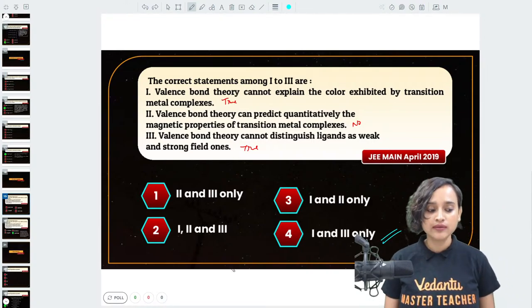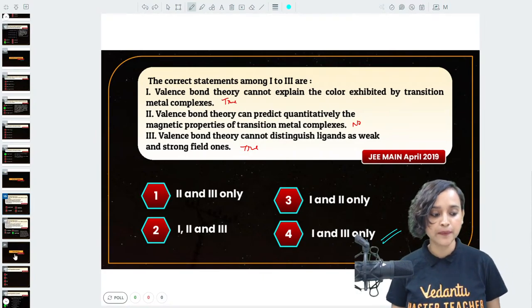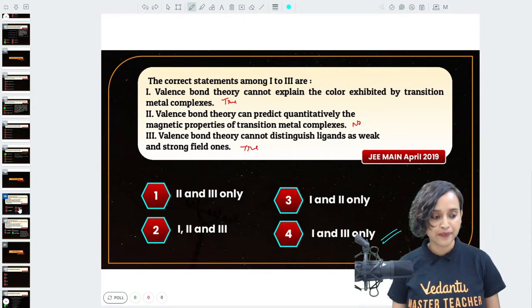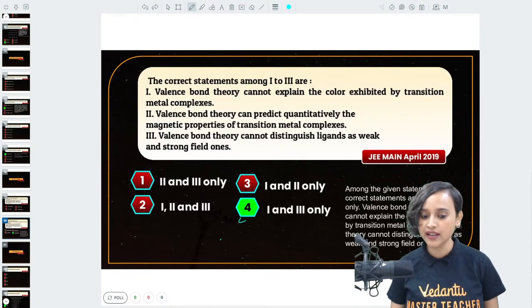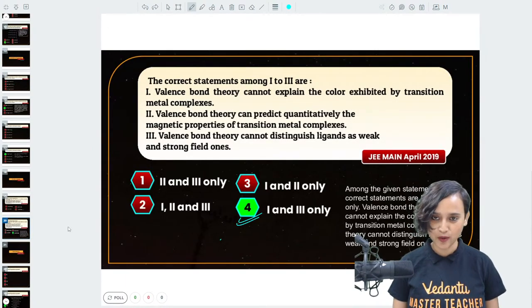Shall we move on to the next question then? Chalo. This we are done with. And yes, we are correct. See, option 4 is the correct answer. Woohoo! Nice.